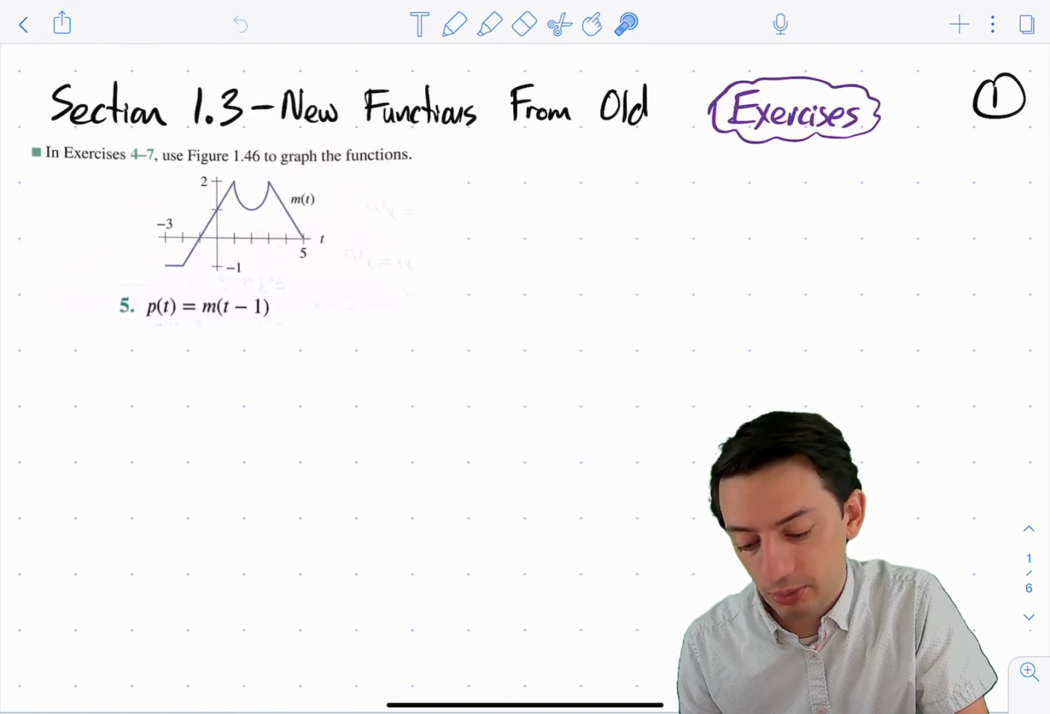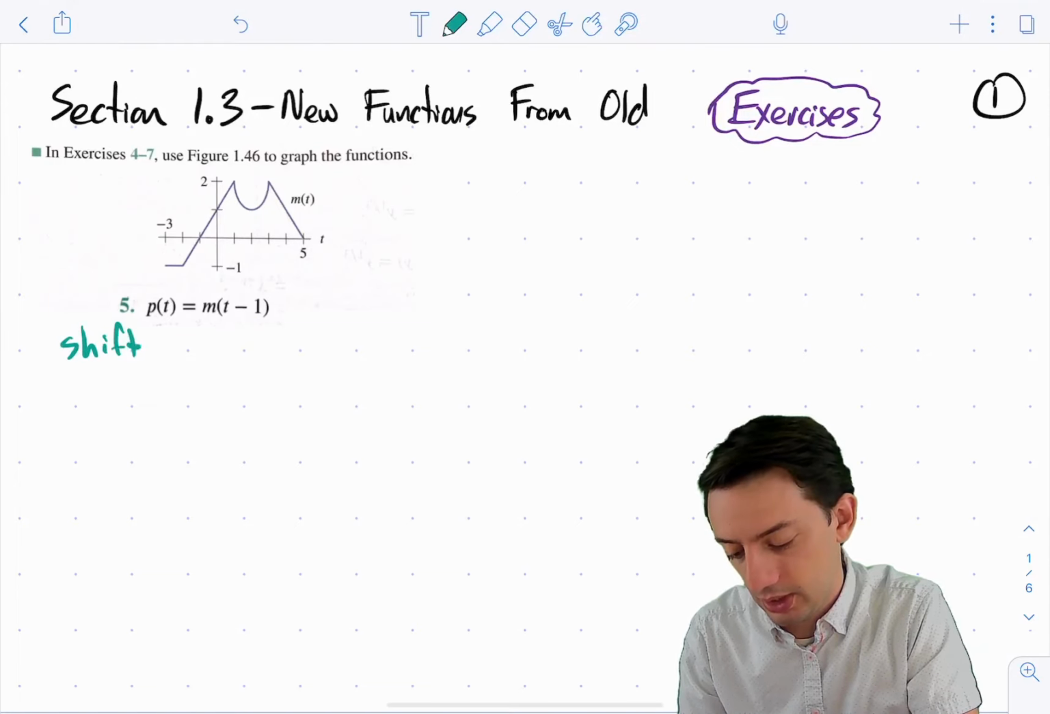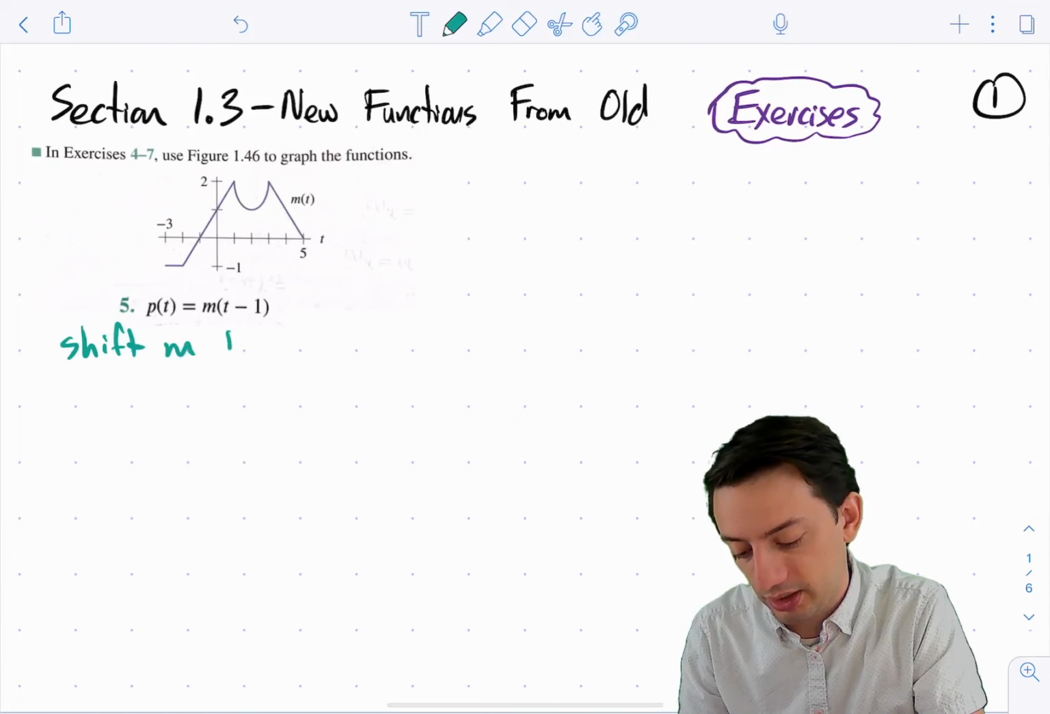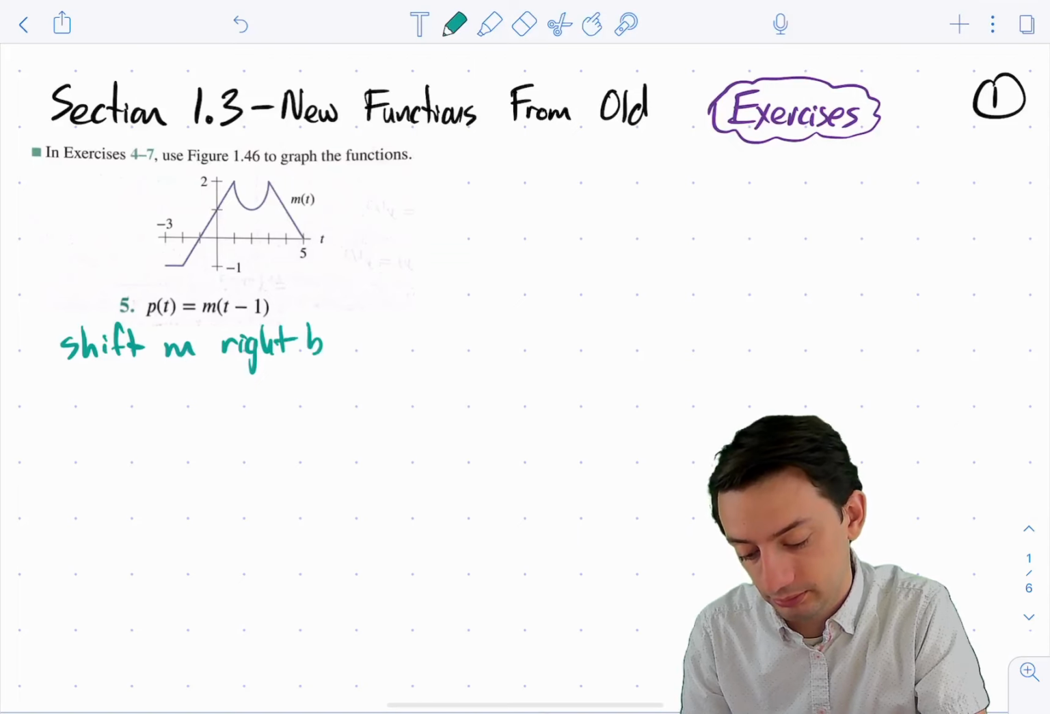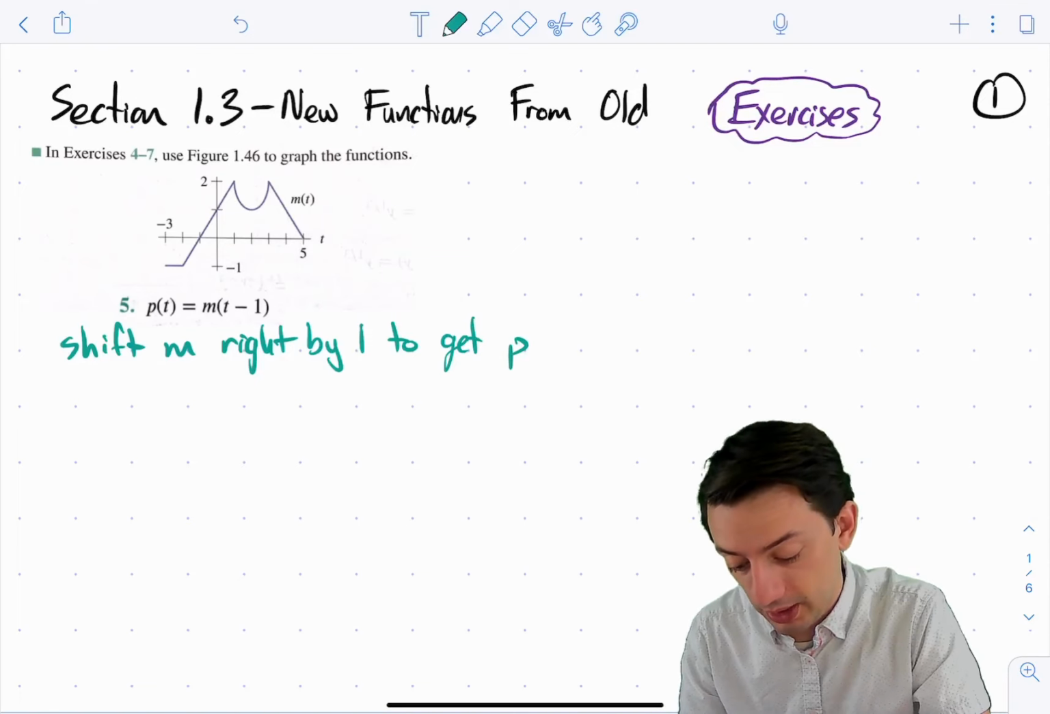So here we are subtracting 1. That means we want to shift m right by 1 to get p. So that's all we have to do. Let's graph this real quick.